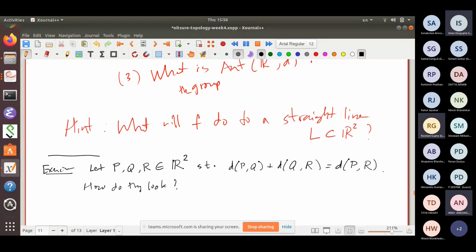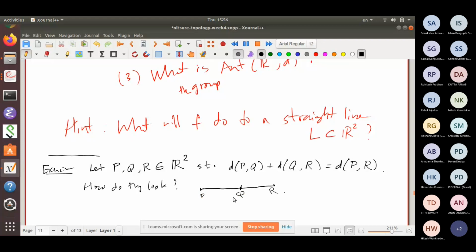I think they will be on the same line. They will look like a straight line, right? That's the whole point, that there is equality here. Usually this is greater than or equal to, that's the triangle inequality, because it's a triangle. But the special case of a triangle is when they are in a straight line. So they look like this.